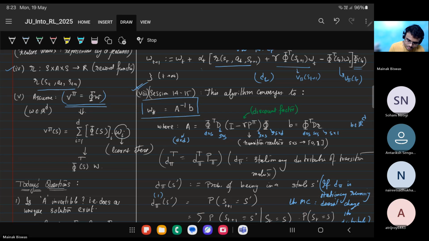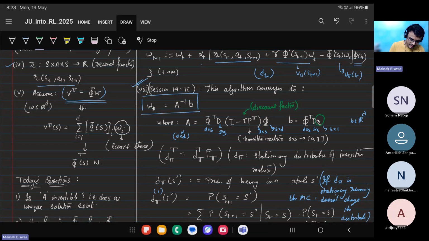Do you remember D? D is the diagonal matrix of the probabilities, right? Capital D is diag of d pi. Yes or no? All the probabilities that we have for the invariant distribution, the stationary distribution, we put in a diagonal matrix. Correct? That is D. Phi is the feature matrix. P is the transition matrix, and R of S is the one stage reward, right? Correct? Any questions? So this is what we did last two times.